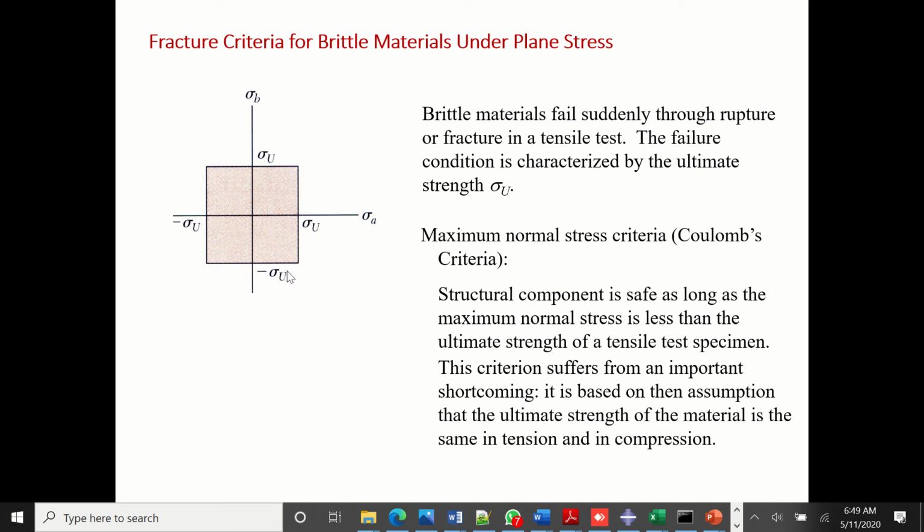So what is the disadvantage of this criteria? For different materials, the ultimate strength in tension and compression is not the same. This criteria suffers from an important shortcoming. It is based on the assumption that the ultimate strength of the material is the same in tension and compression. It yields better results for tension, but for compression the results are not realistic. So according to this criteria, if we find the principal stresses from the Mohr circle, and these principal stresses lie inside these squares, whether both positive or both negative, then you will say the material is safe.